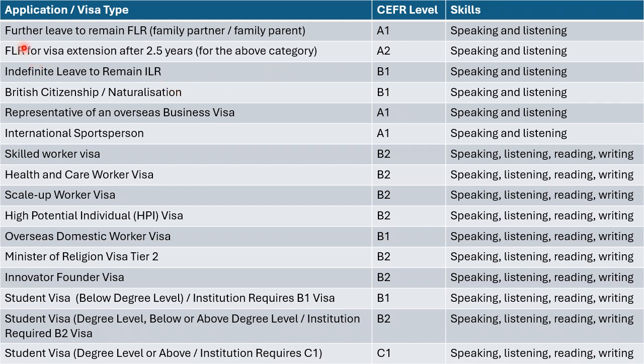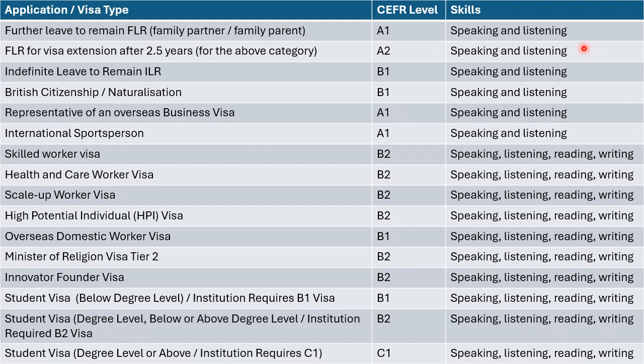So first of all, further leave to remain, which is the FLR visa, which is the family or partner visa. So let's say your husband or your wife is here and you come from a different country and you get a spouse visa, you have to do A1, and that is only speaking and listening. That visa is for two and a half years. After 2.5 years, you would need to extend that visa because you have to have 5 years before you apply for indefinite leave to remain. So to extend your family visa or spouse visa or family parent visa, you have to do A2, which is slightly higher than A1.